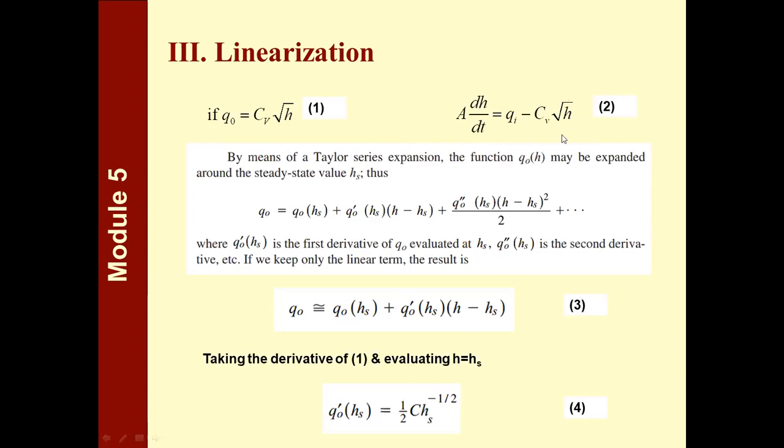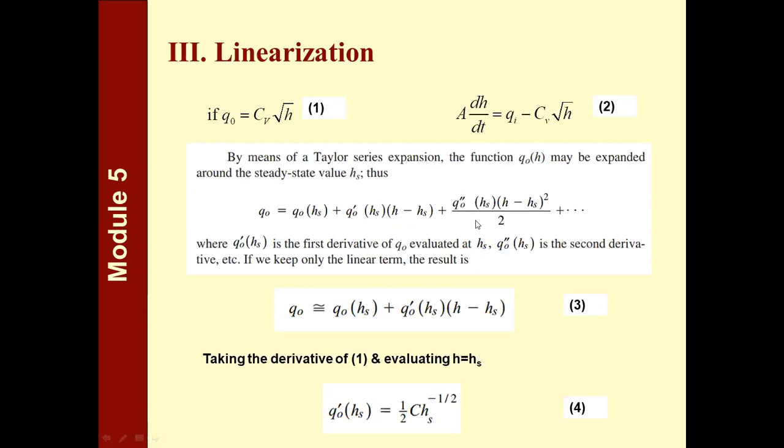We have to replace it with something that is linear. So the approximate replacement of this uses Taylor series expansion. Now, in this case, your Q sub O will be replaced by this infinite series of terms. The first one will be your Q sub O evaluated at steady state. Now, you see this H sub S here. This is to be read as Q sub O evaluated at the value of the level at steady state condition. So Q sub O of H sub S.